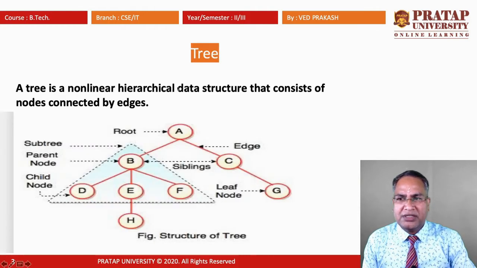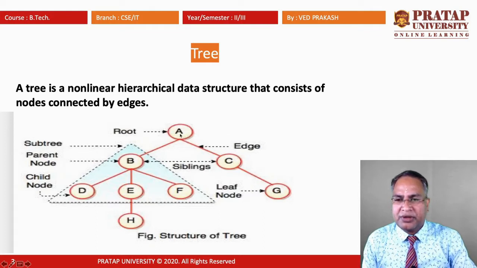Now, what is the tree? Tree is a non-linear data structure that consists of nodes connected by edges. So, this diagram clarifies the proper definition of tree. A tree always has the root. Root is that node which is the origin of a tree, and root doesn't have any parent node.